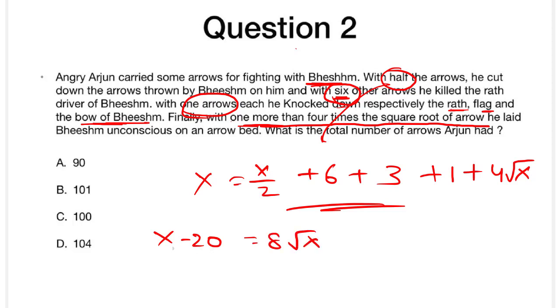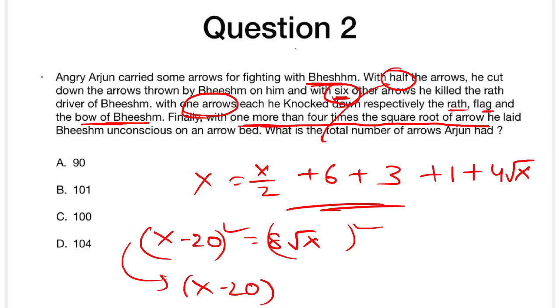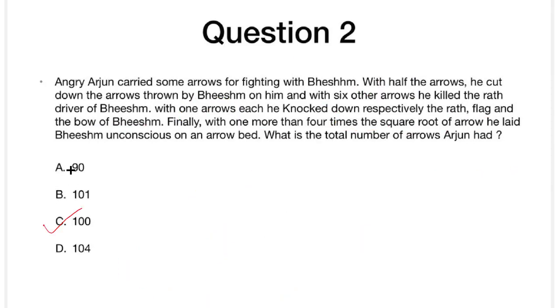What we're going to do is square both sides. While squaring both sides we get x minus 20 whole square equals 64x, right? It's simple, just take option verification. By this the answer is going to be 100.